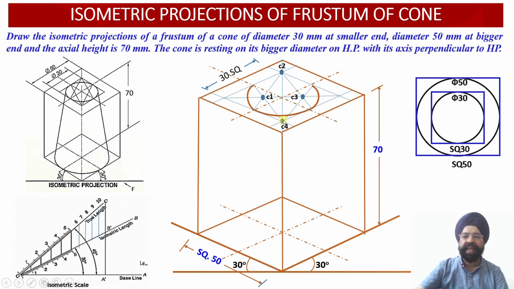So with this as center C4, I am going to measure this radius or this radius, and again with C4 as center I am going to draw the arc number 4, right? So the ellipse construction, which corresponds to the circular portion of the frustum of the cone, has been developed at the top face of this frustum of the cone. Now let us draw the ellipse at the bottom as well.